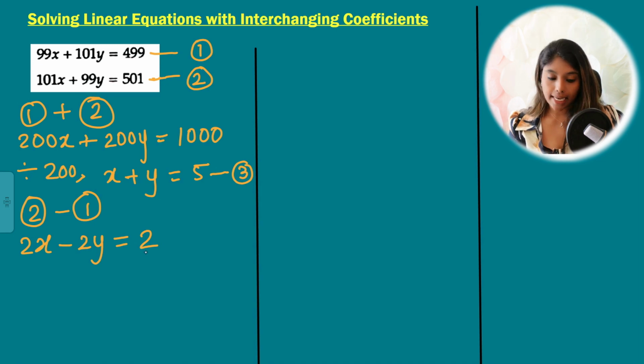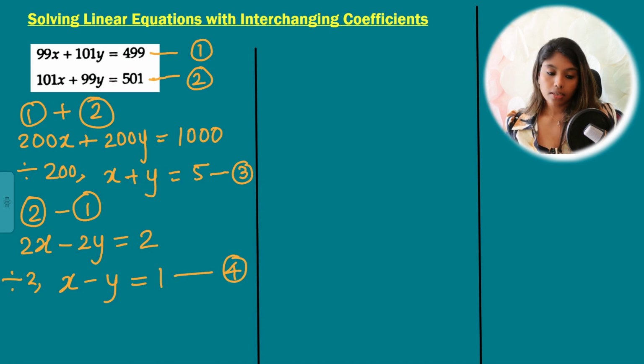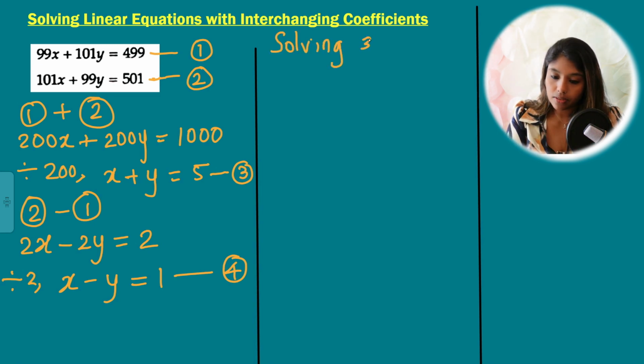Again, I can see that the entire equation is divisible by 2. So I divide the whole equation by 2. I get x minus y equals 1. That is my equation 4. So you can see how we have reduced equations 1 and 2 to much simpler versions, equations 3 and 4. Now, the next step is to solve these two simple equations, solving equations 3 and 4.